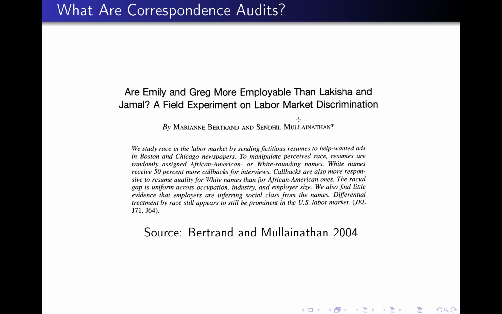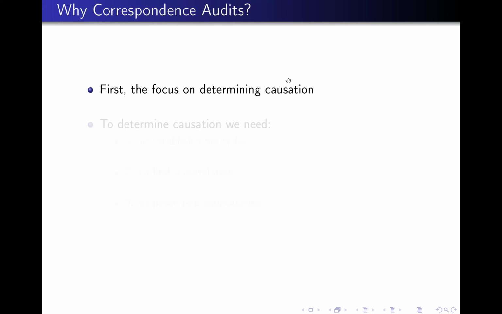So one thing we need to ask ourselves is why would we do a correspondence audit? Because the answer shouldn't be just because it sounds cool and it sounds like it'd be something fun to do, because it's a lot of work and we need to make sure that we're doing it for the right reason. So I know this group is probably pretty well versed in this, but just thinking about really what we're getting at here is trying to determine causation.